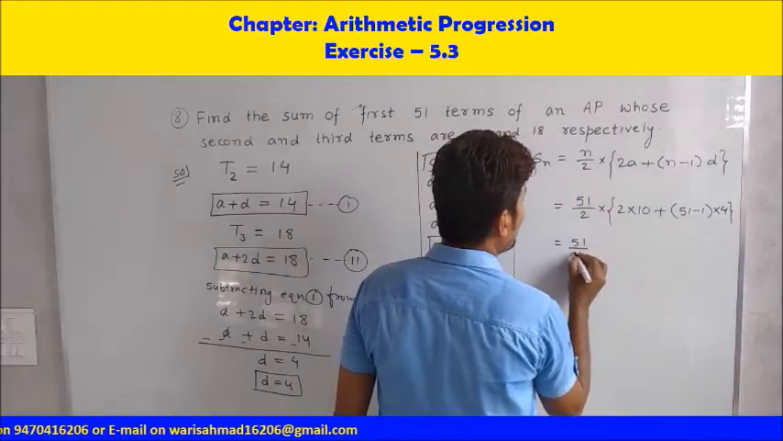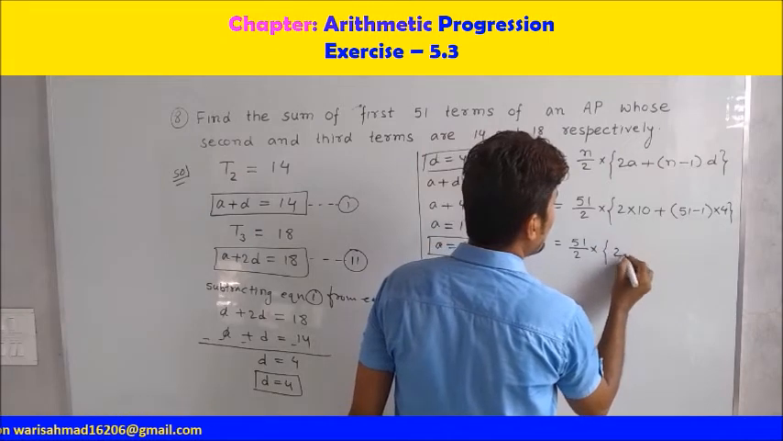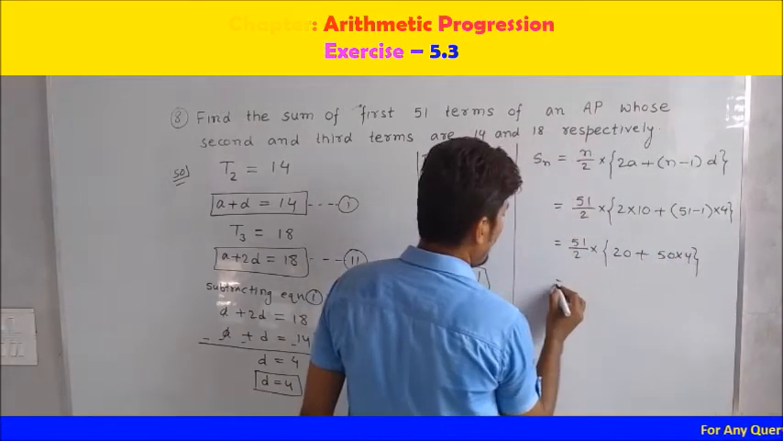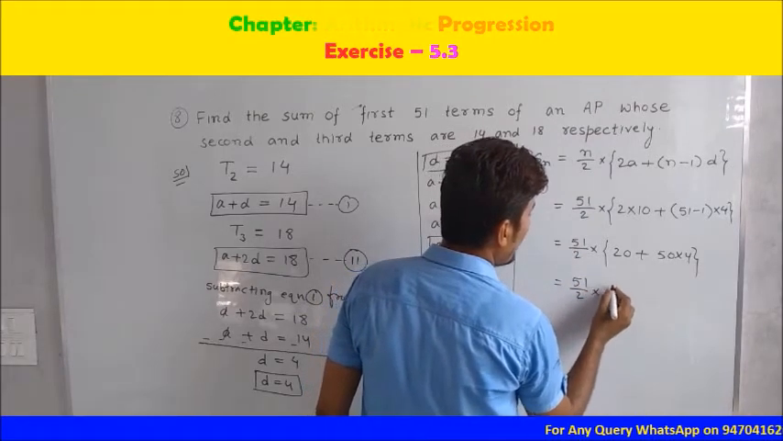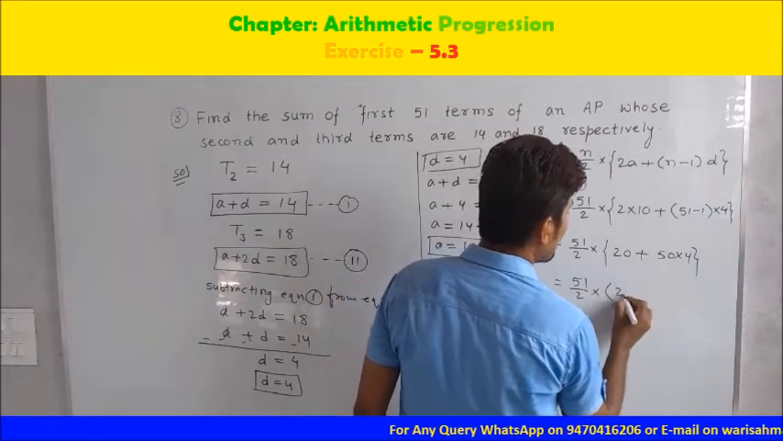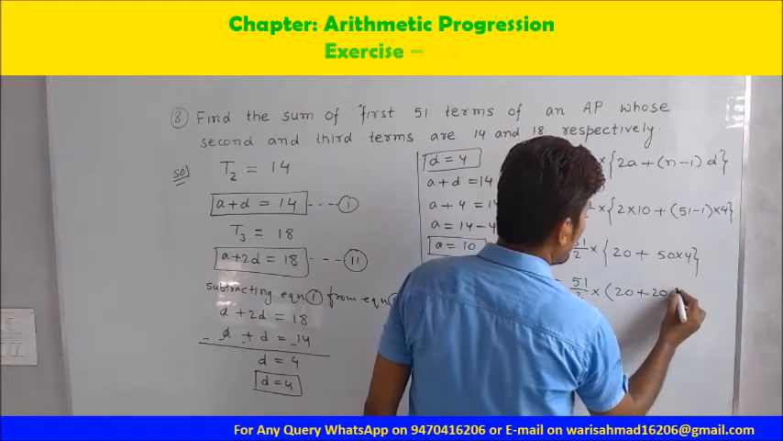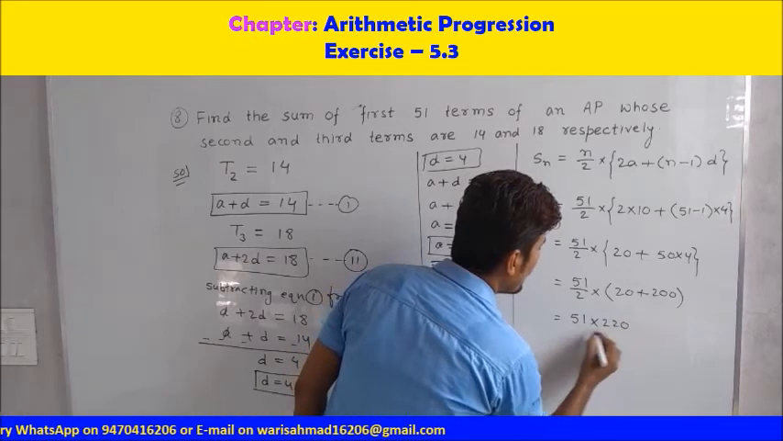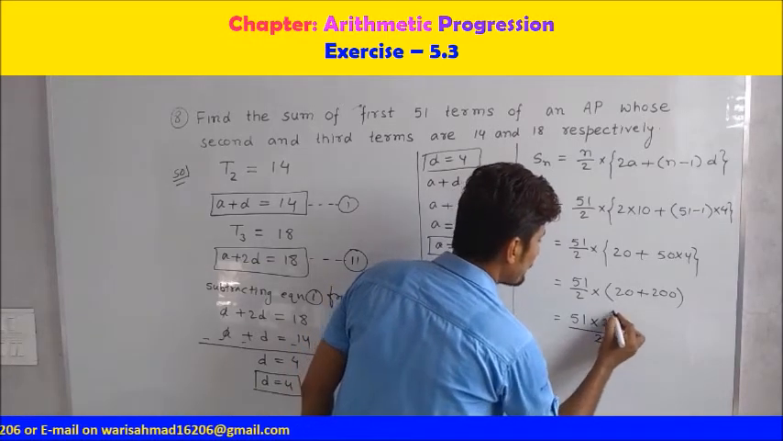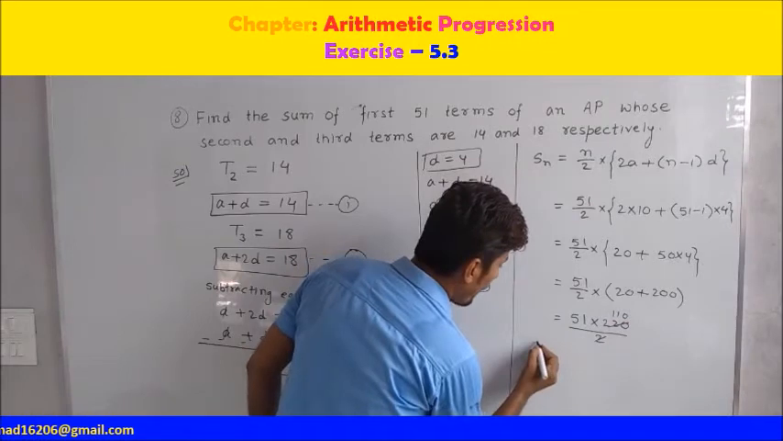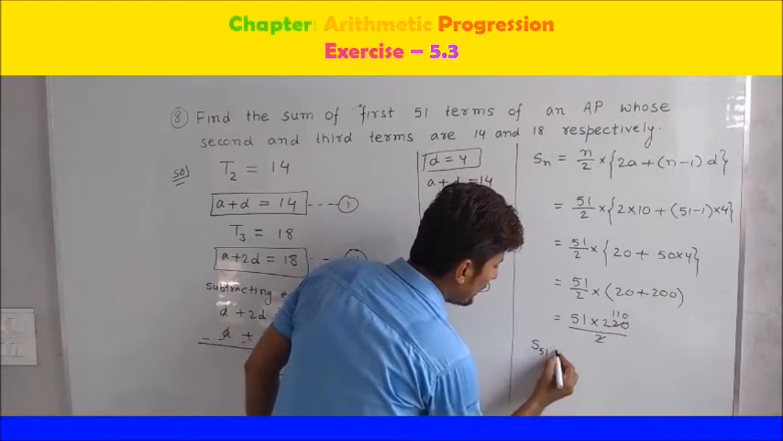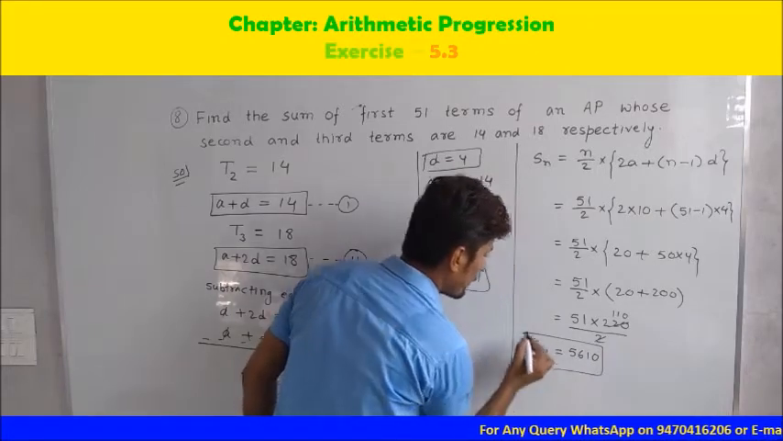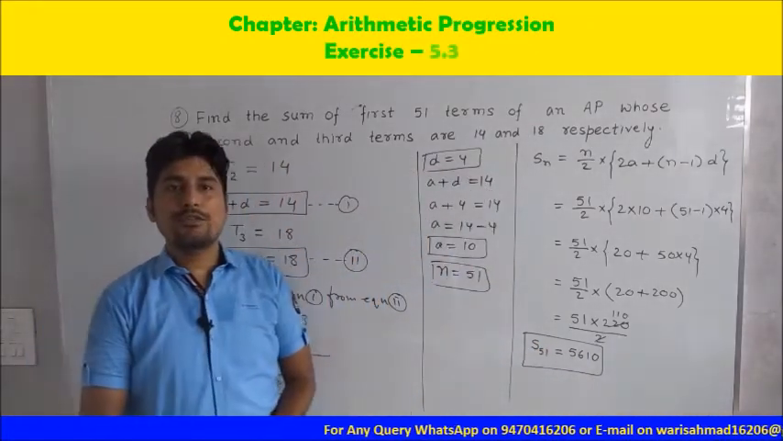The value of D is 4, so we can write here 4. 51 upon 2 can stay as it is. Now here we can write 20 plus 50 multiplied by 4, so 51 upon 2 multiplied by 20 plus 200, and here we can write 51 multiplied by 220 divided by 2. So finally we can write S51 equals 5610. So this is the final solution of this question.